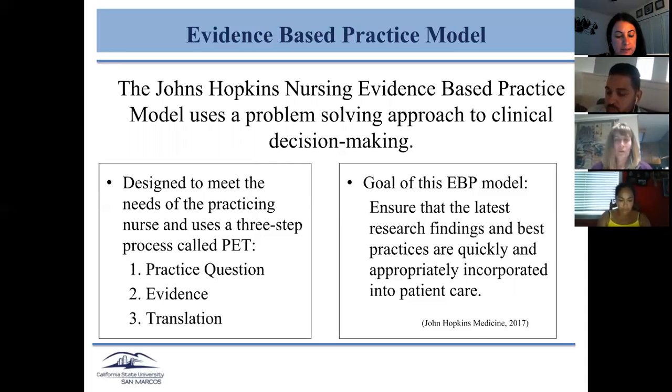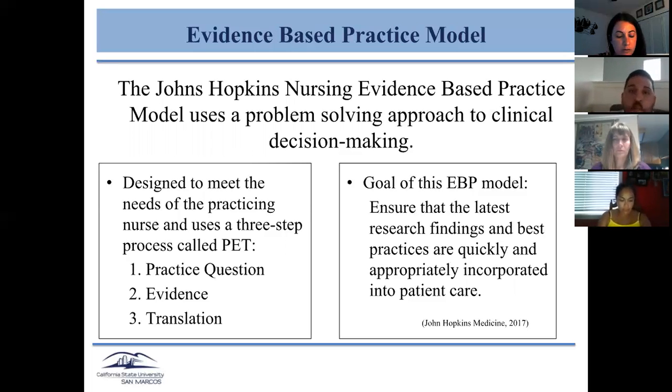The PET process is as follows. Number 1, the practice question. Work as a team to develop the EBP question and determine responsibilities within the team. Number 2, evidence. Search for evidence and appraise the level and quality of the evidence based on the Johns Hopkins grading criteria. You'll see this on slide 8. And 3 is translation. Create an action plan based on the best evidence-based practice. Implement, evaluate, and identify the next steps.